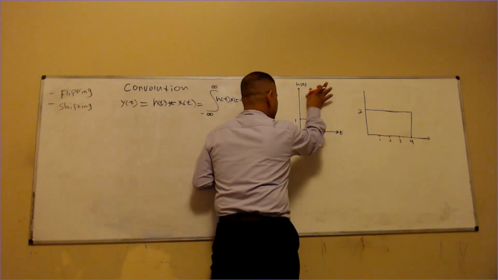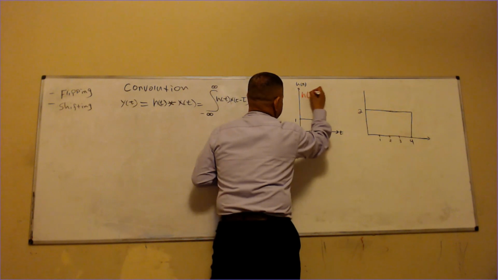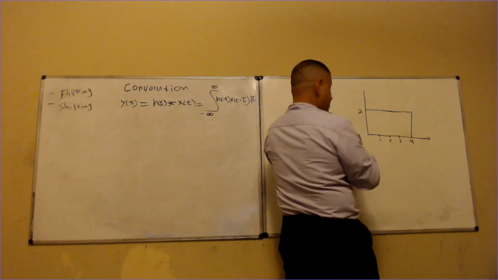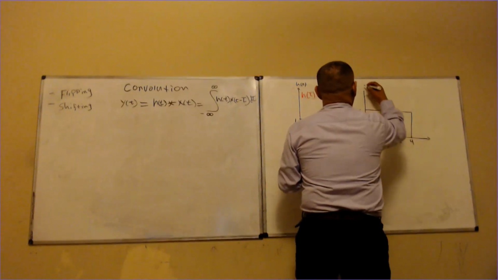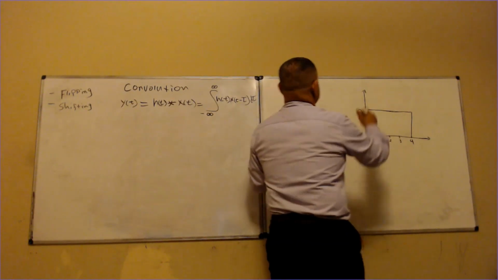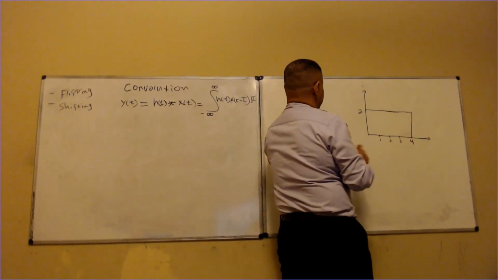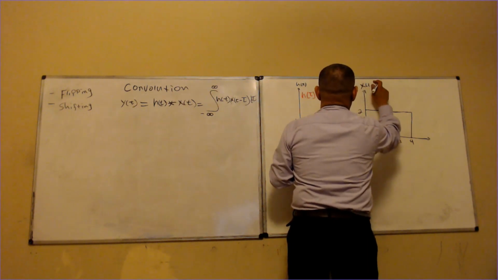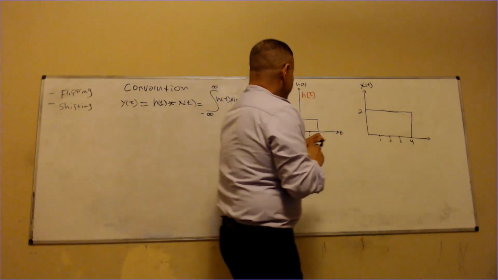to h of tau. The red is the change, right? So with that being said, this is x of t, this is x of tau, right? So this x of t, right now, but I need to change that.